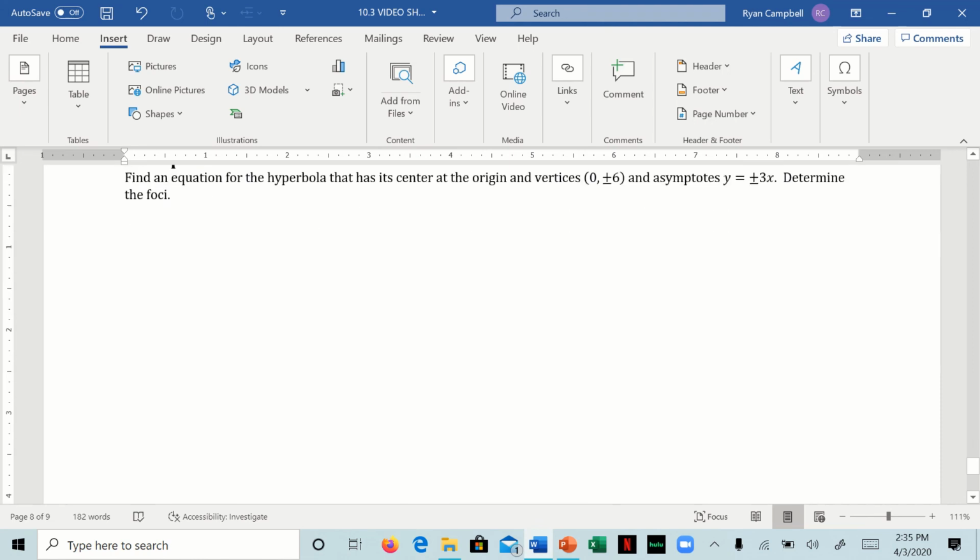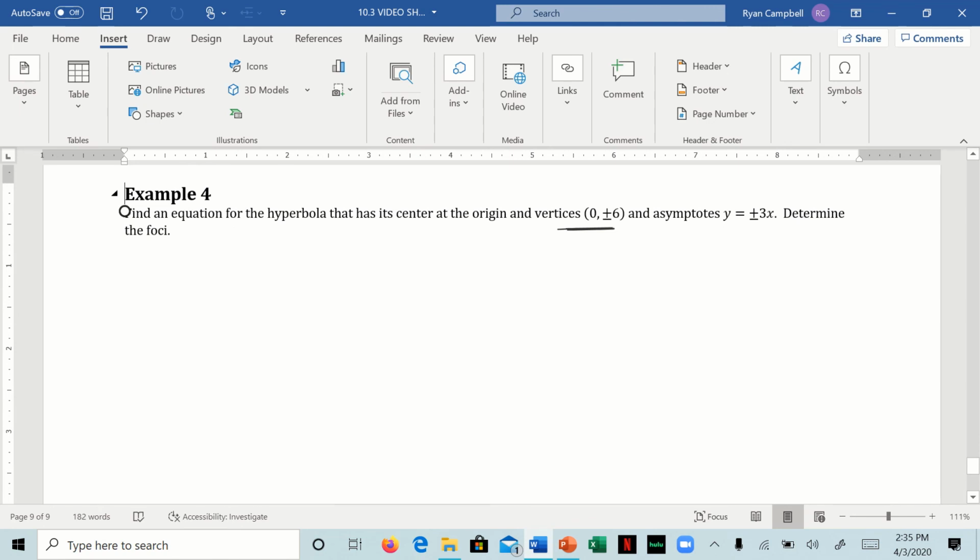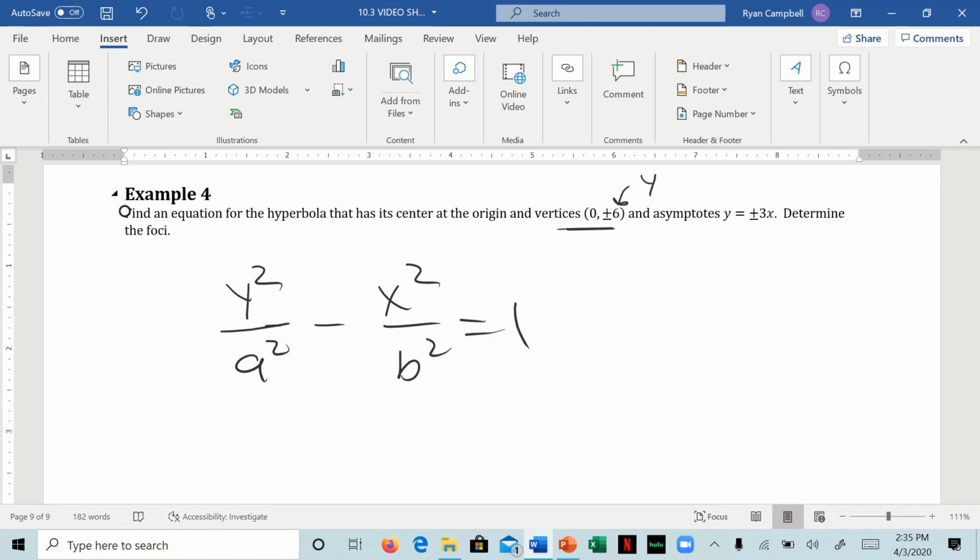Last problem, and then we'll be done with this lesson. Find the equation for the hyperbola that has its center at the origin, the vertices at 0, plus or minus 6, and the asymptotes at plus or minus 3x. Also determine what the foci are. Since the y is first, we know this is going to be the y squared over a squared scenario. And we already know what a is: a is 6, which means that's going to be 36.